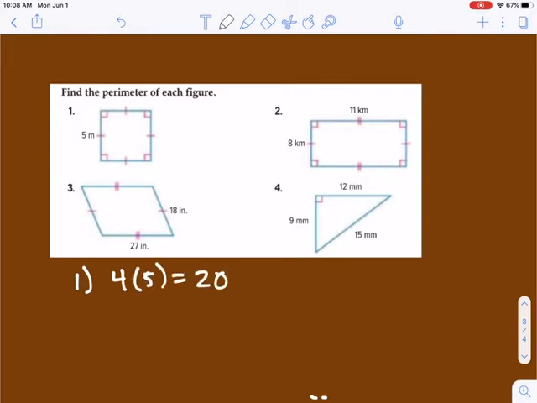And because it's perimeter, it's still just the same unit that they start with. So it'll be meters.